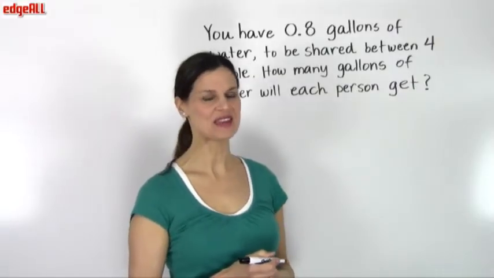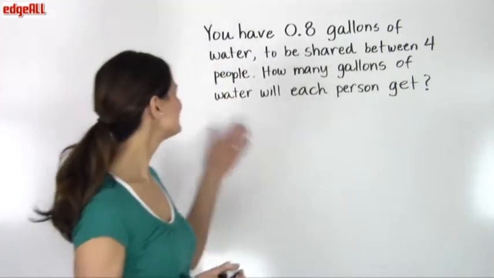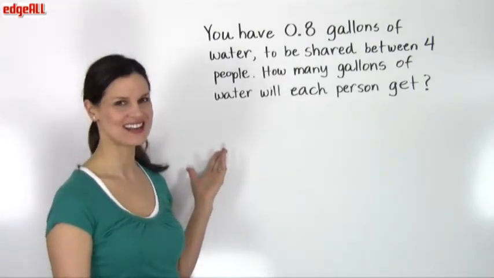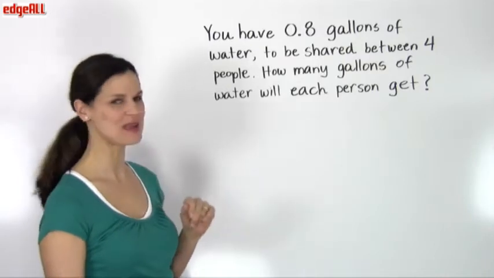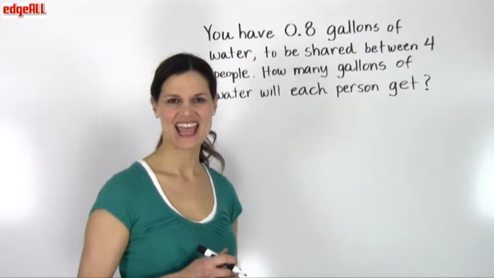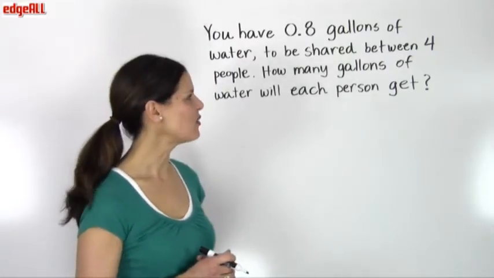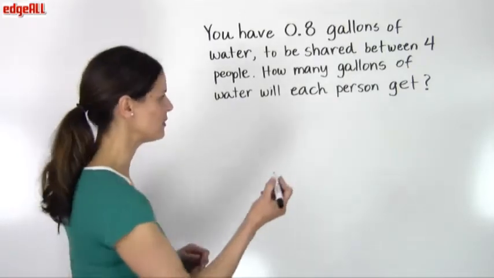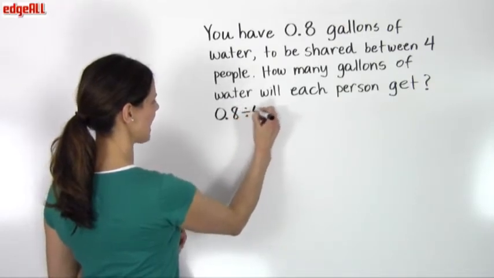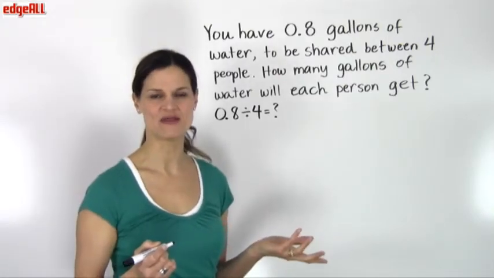So we have our example here that we are going to work on doing long division with decimals. So this is the problem. We have 0.8 gallons of water to be shared between 4 people. How many gallons of water will each person get? And it's going to be shared equally between the 4 people. So what we have as a solution to this problem is going to be the quotient of 0.8 divided by 4 equals what? So the problem we're looking at is 0.8 divided by 4.